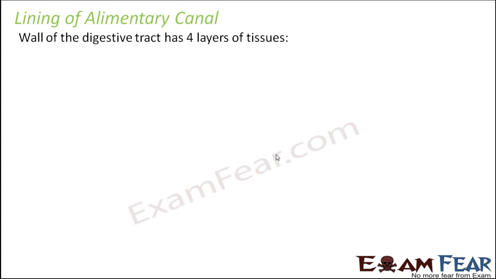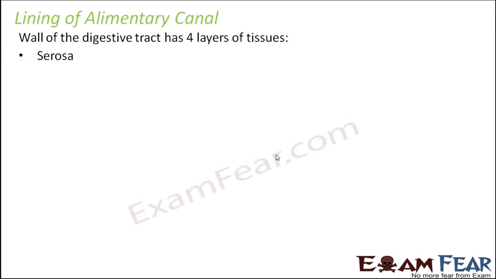Now, before we discuss how the digestion and absorption takes place inside small intestine, we will quickly discuss about the lining of the alimentary canal. That is, we see that all the organs or all the parts which together form the alimentary canal, their epithelium is multi-layered. That is, there are multiple layers of epithelium. So we will quickly discuss those multiple layers of epithelium which lines the entire alimentary canal, starting from mouth till the anus. Now, wall of the digestive tract or the alimentary canal has 4 layers of tissues.